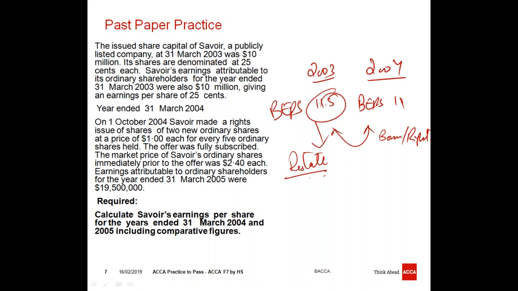How can we restate the last year's EPS? You have to divide the previous year's EPS by the bonus adjustment factor. The bonus adjustment factor could be for the bonus shares or it could be for the right shares. If the company has issued both, you have to divide 11.5 by both so that you can calculate the comparable EPS for the previous year with the current year.